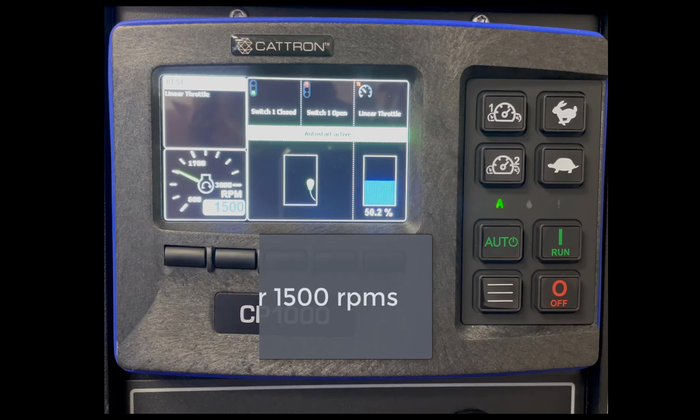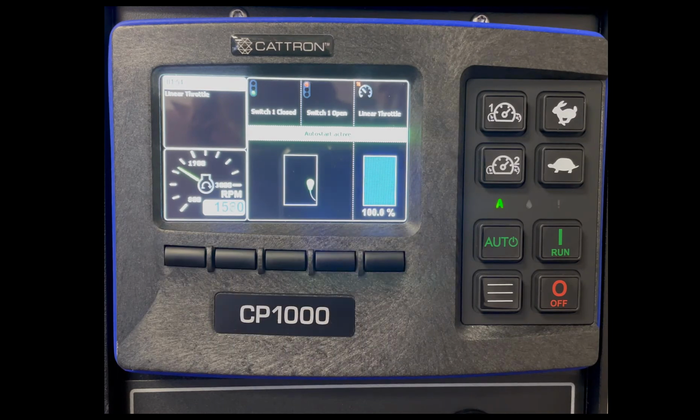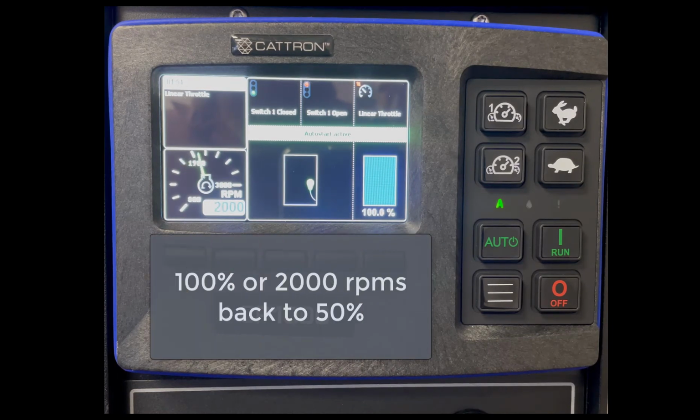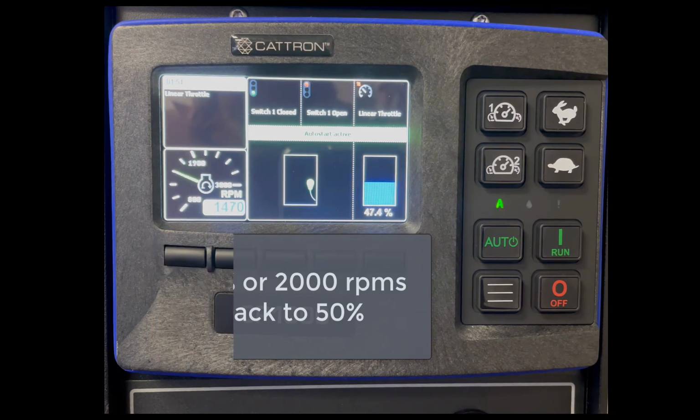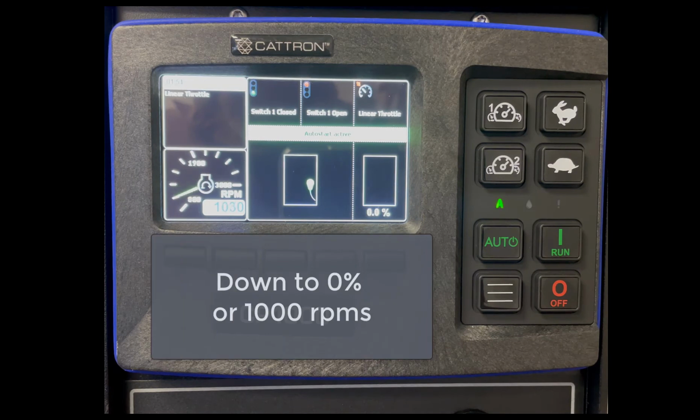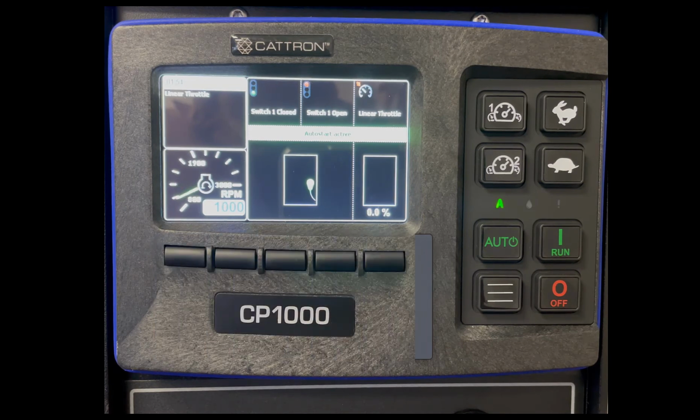50% or 1500 RPMs. 100% or 2000 RPMs. Back to 50%. Now down to 0% or 1000 RPMs.